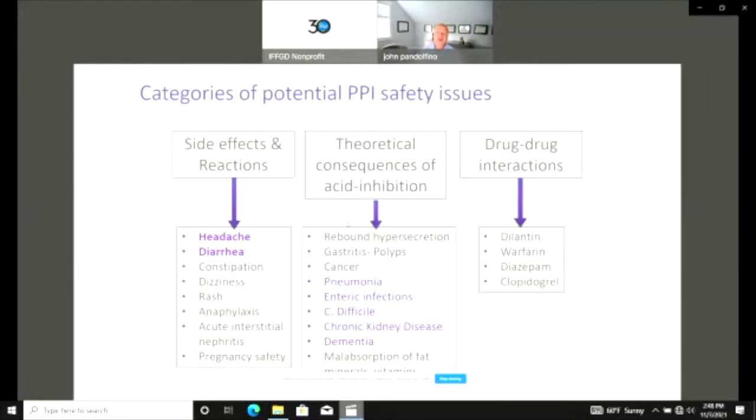There are some theoretical consequences of acid inhibition that are related to potentially changing the pH in the GI tract that may lead to specific problems. And we'll talk a little bit more about this as we walk through the PPI safety issues. And then, of course, there are some drug-drug interactions where your doctor will probably make sure that you either change your medicine or alter your dosage of Dilantin, warfarin, diazepam, and clopidogrel. So once again, I think your doctor is going to be keyed in on that.